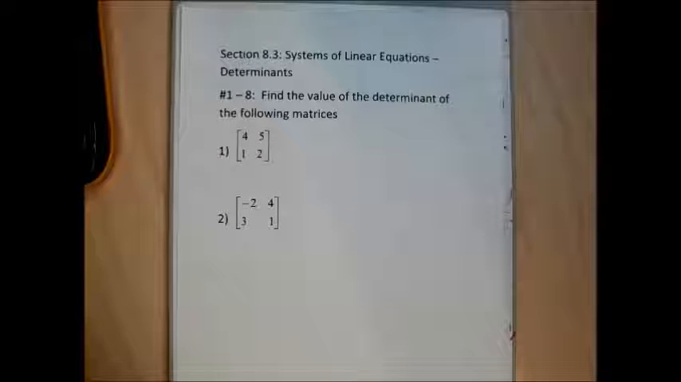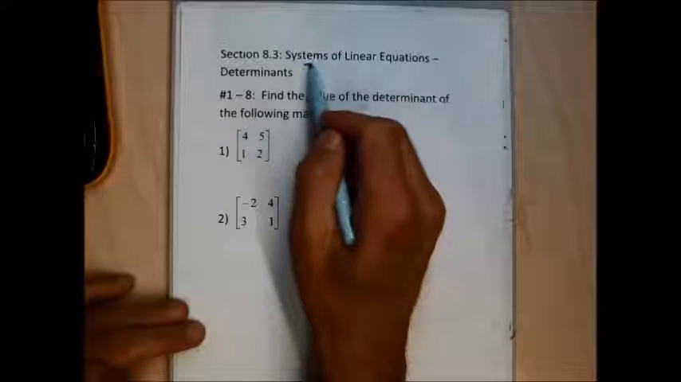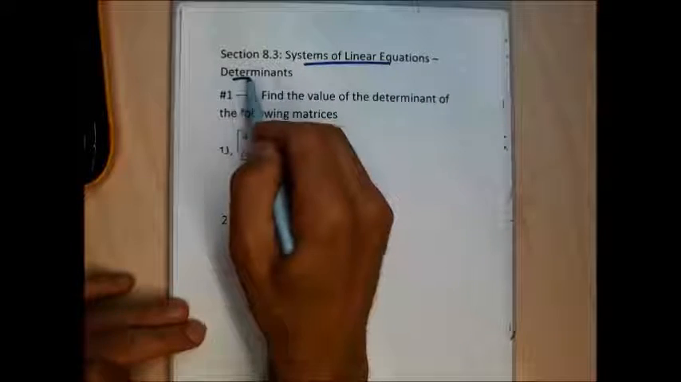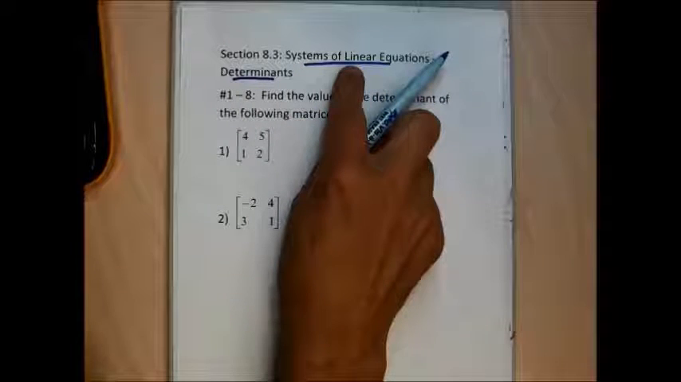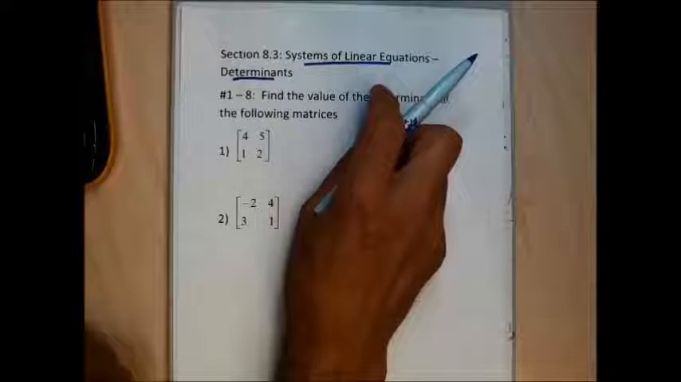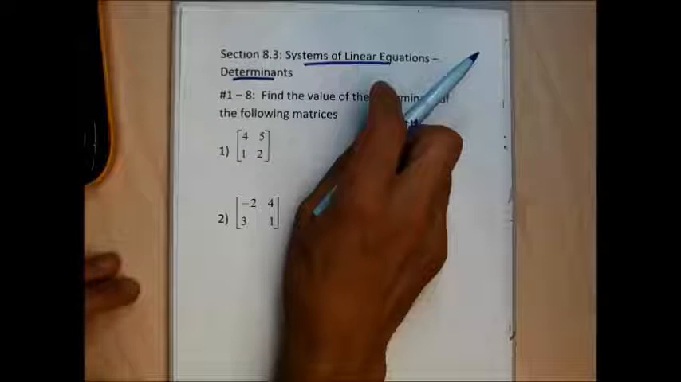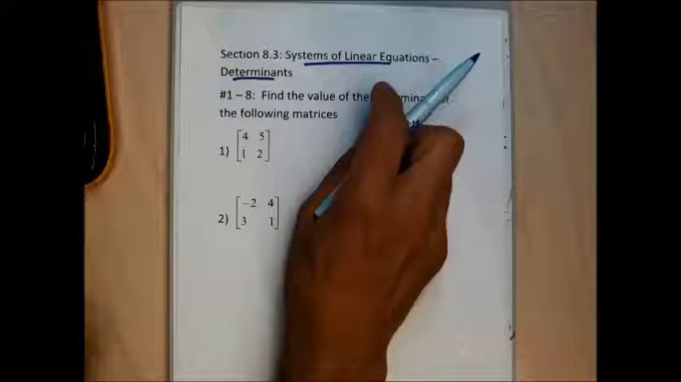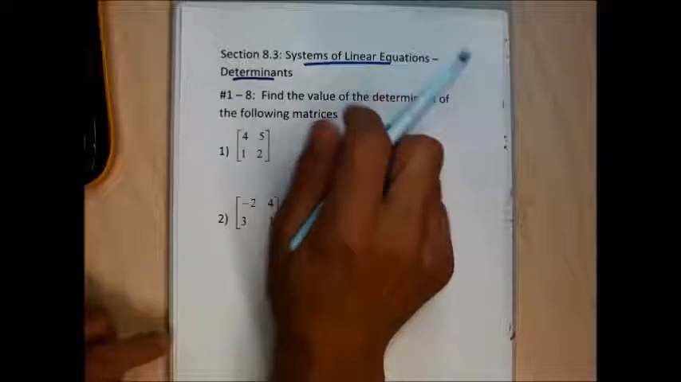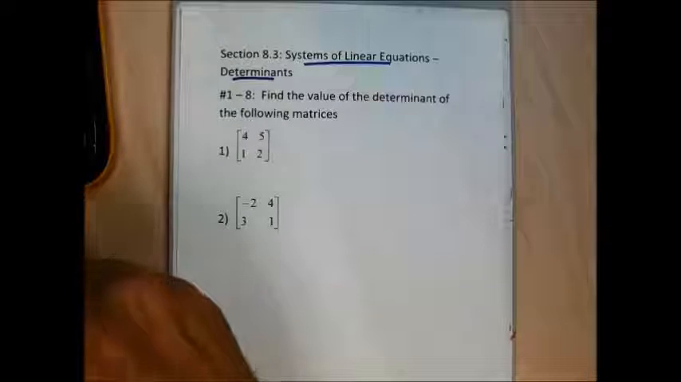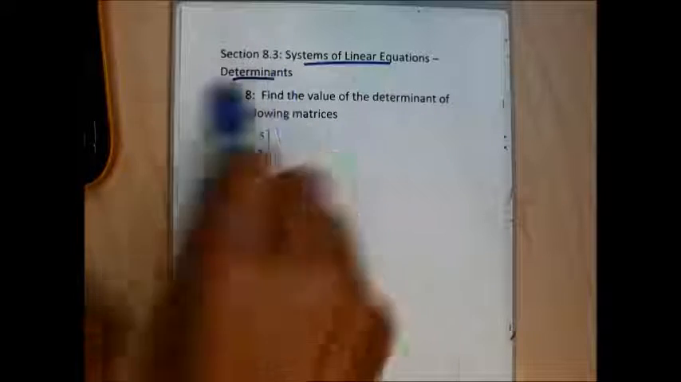Section 8.3 is ultimately another section in solving systems of linear equations. In section 8.1, we learned how to solve systems of linear equations using the substitution and the elimination method. In section 8.2, we learned how to use row reduction and matrices to solve systems of linear equations. In section 8.3, we're going to learn another way to solve systems of equations with something called a determinant.